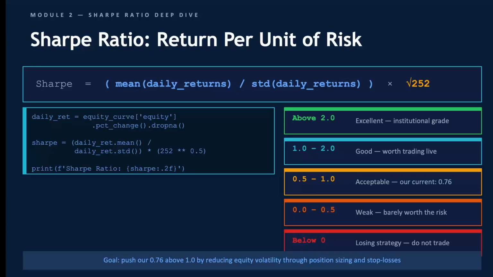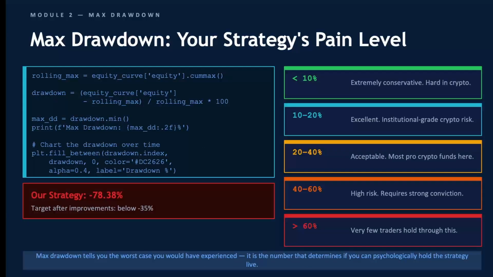And the primary way to do that is to reduce volatility in the equity curve, which means reducing the size of our losing trades. The next is the maximum drawdown, which is your strategy's real pain level. The maximum drawdown measures the largest peak to trough loss in your equity curve. It is the single most important risk metric for a live trader because it tells you the worst case scenario you would have experienced during the backtest period.